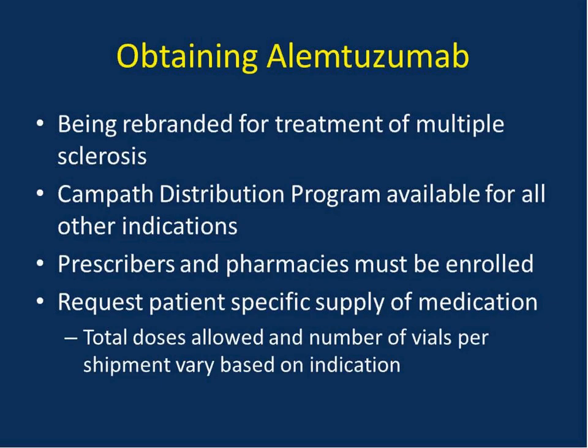The other big question or mystery is actually obtaining alemtuzumab. It's not commercially available under the name of Campath anymore because they're rebranding it for treatment of multiple sclerosis. So they do have a special distribution program, so you can still get it for patients who have T-cell PLL or CLL. Prescribers and pharmacies have to be enrolled.